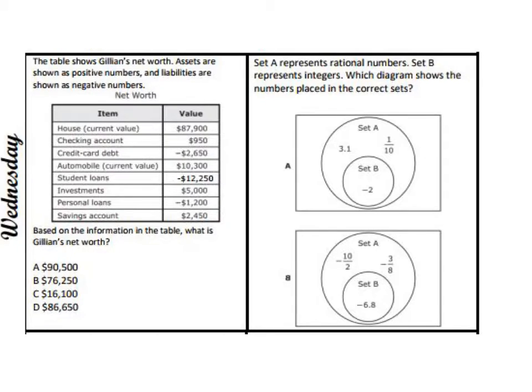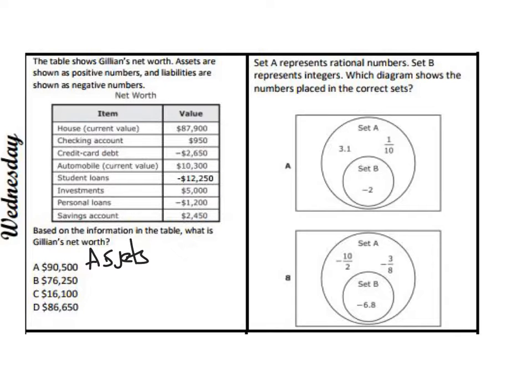So all we have to do is add up all the positives, then add up all the negatives, and then subtract them and see what Gillian's net worth is. So let's go ahead and do that. We're going to start with the assets. Which ones are the assets? The ones that are positive.